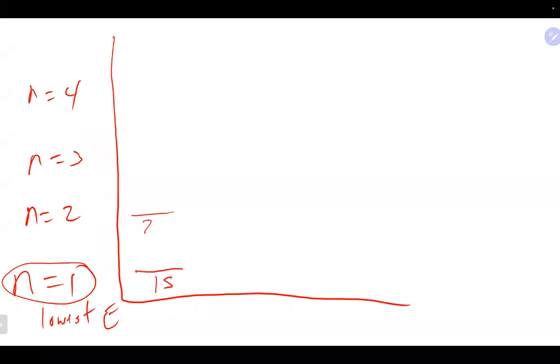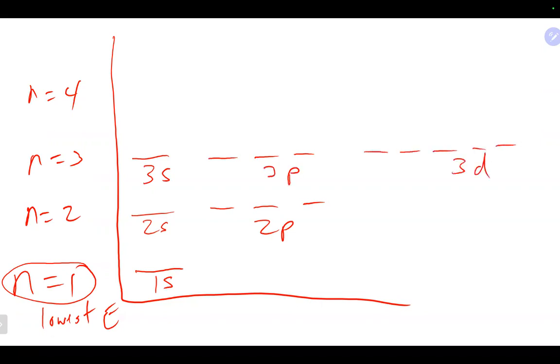On the second energy level, there's a 2s orbital, and there are also 2p orbitals. On the third energy level, 3s, 3p, and that's when we first start to see our d orbitals appear. And on the fourth energy level, there's 4s, 4p, 4d, and it's up there where the f orbitals really start to appear.